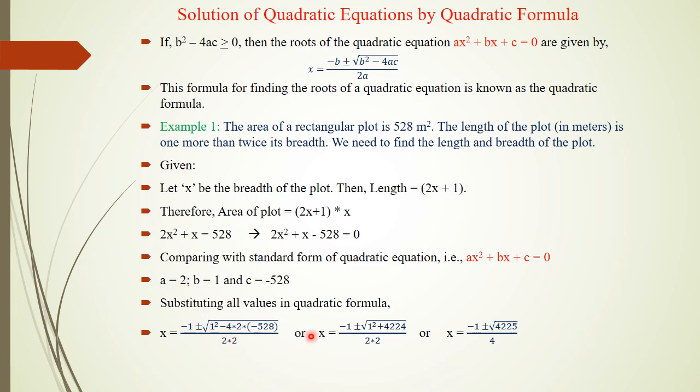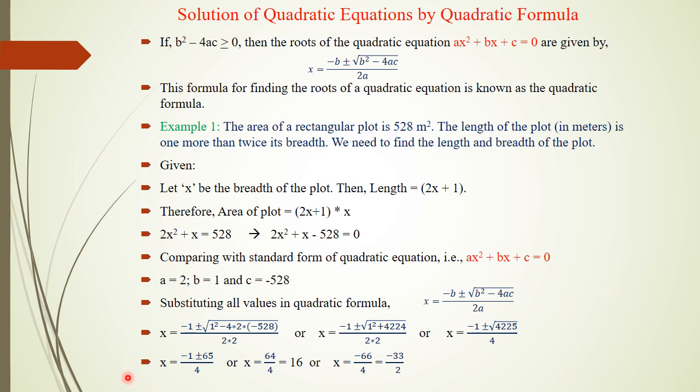Just go on further simplifying this. Minus 1 as it is, plus or minus I will keep as it is. Square root of 1 square I will keep as it is. First I will solve this term. Minus into minus will be plus. 528 into 4 into 2. When I do this multiplication, I will get 4224 here. Further simplifying this, 1 square plus 4224, that is nothing but minus 1 I'll keep as it is, plus or minus. Inside this square root, it is 4225. Whole divided by 2 into 2 is 4 here.